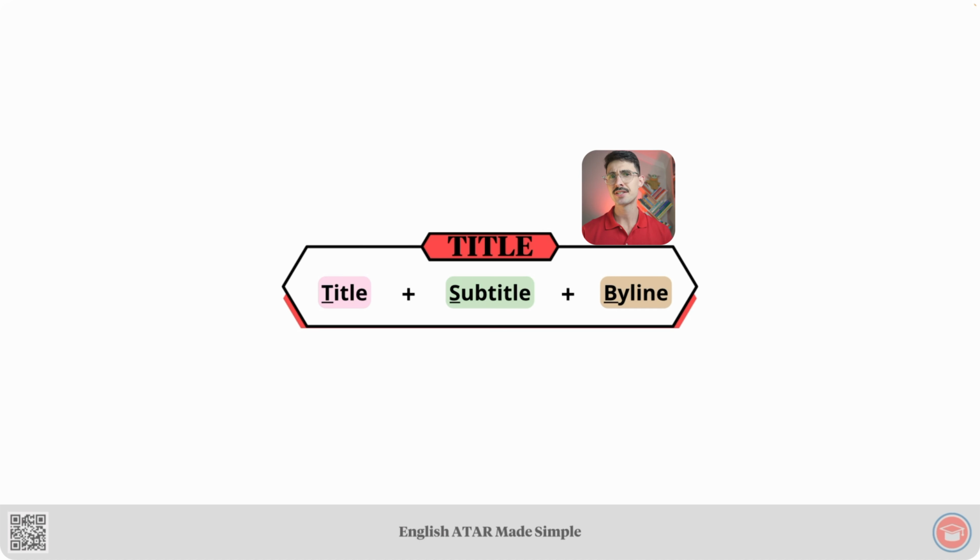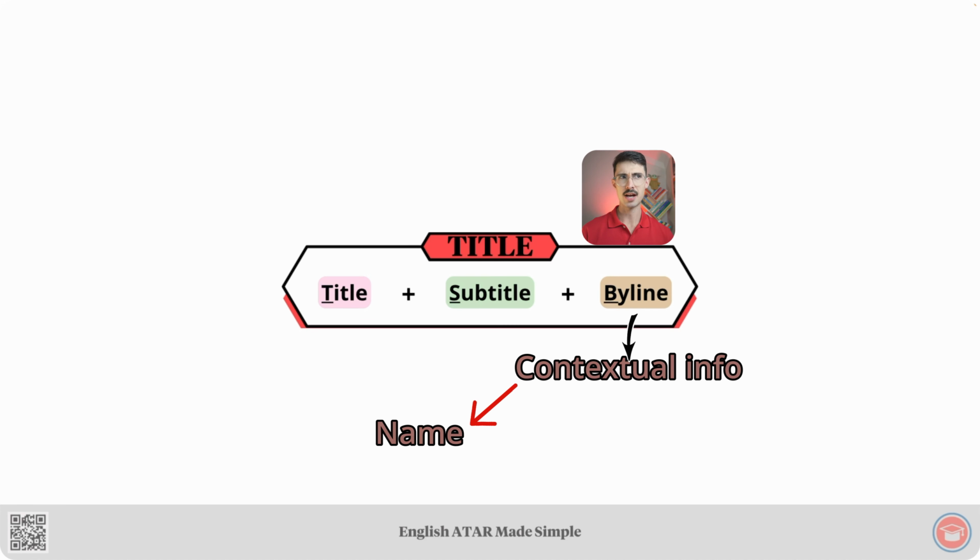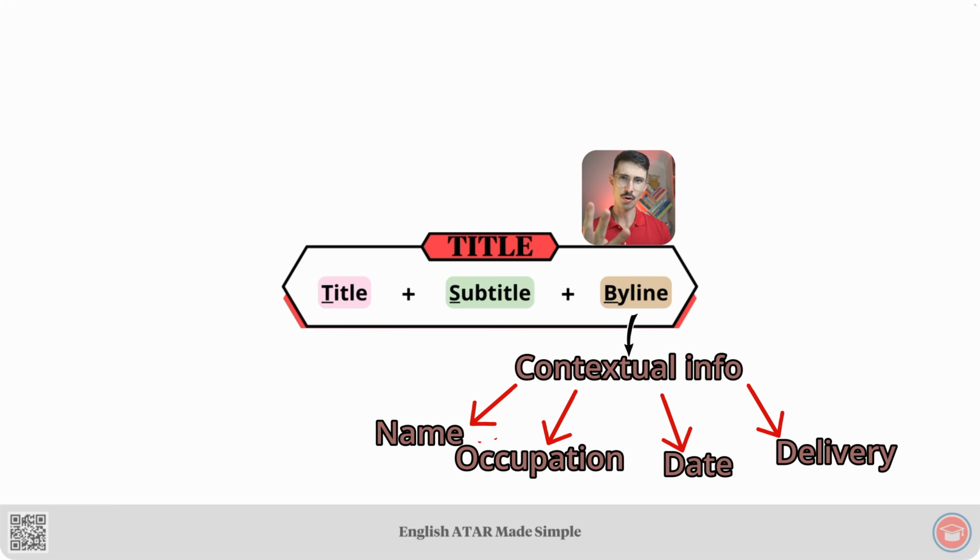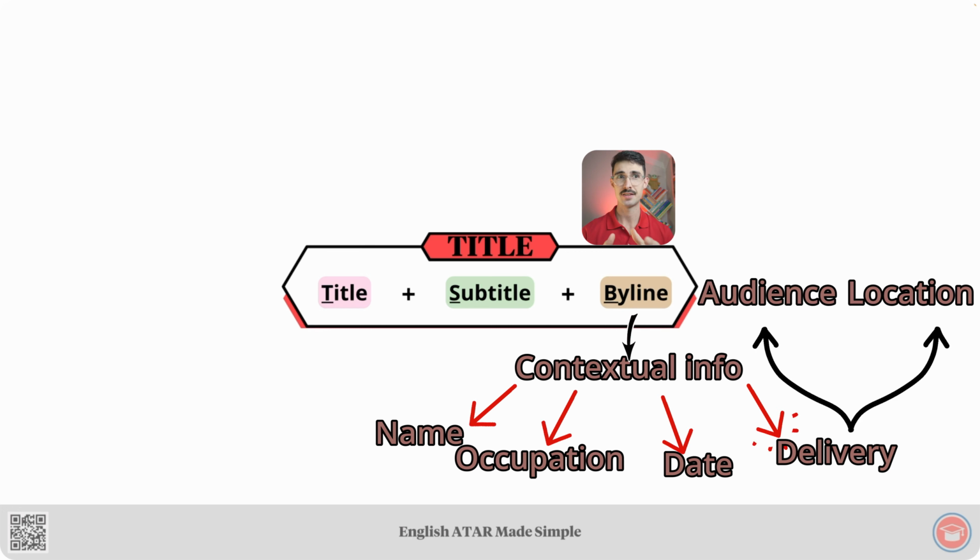The byline just provides some contextual information, and that contextual information is broken up into 4 parts. The first part of the byline should be the speaker's name. The second part should state the speaker's occupation. The third part should state the date the speech was delivered. And the fourth part should refer to the context of delivery, which is really getting at who the audience is and where the speech was delivered.